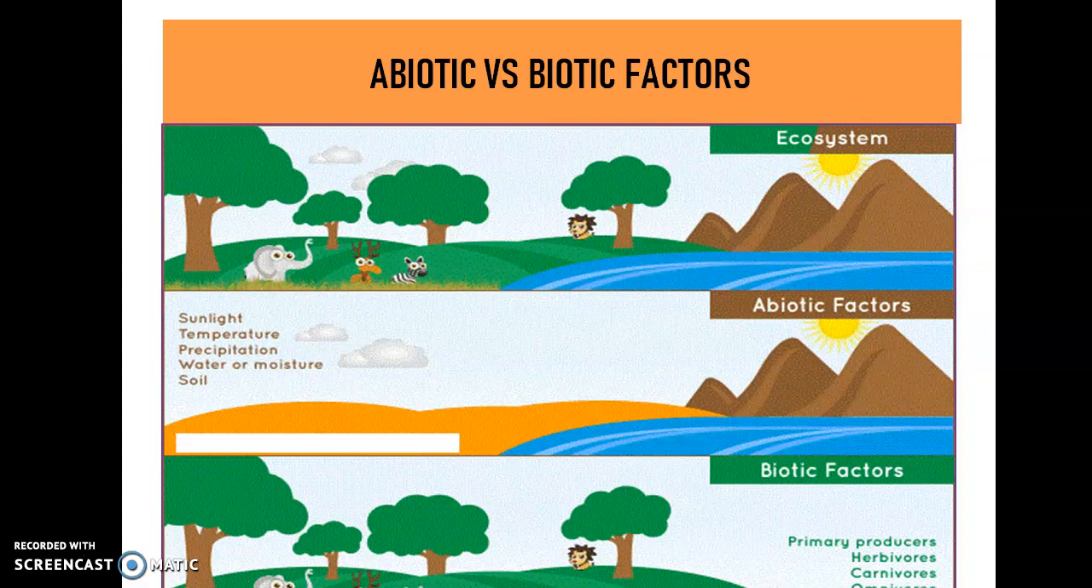So what may be abiotic factors? Abiotic factors are the non-living components of an ecosystem, which include sunlight, temperature, precipitation, water or moisture as well as soil. So these are the factors that affect the development or survival of an organism. The biotic factors include all the living components, while the abiotic factors include all the non-living components. The interaction of these two factors constitutes environmental biology, right?